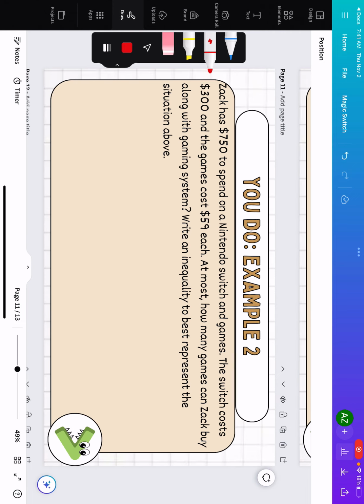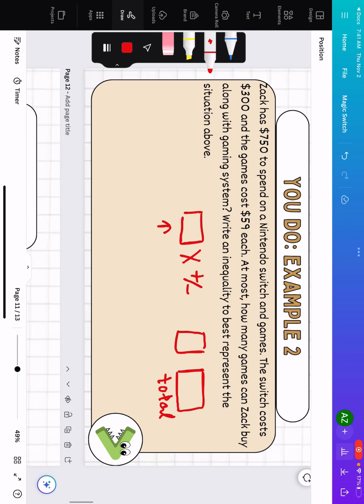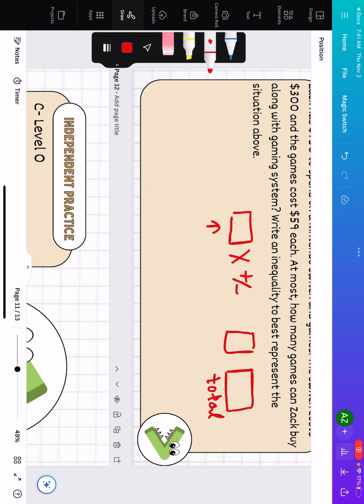Go ahead and try the same thing with this one. Just to help you guys out a little bit, it's always going to be a number, X, plus or minus, depending on what they have, and then your inequality symbol, then your other number. Usually, this is your total. Look for the word per, each, or every. That's the number that goes right here. Again, today we're going to focus on our inequality symbols. So it's going to be one of these four.